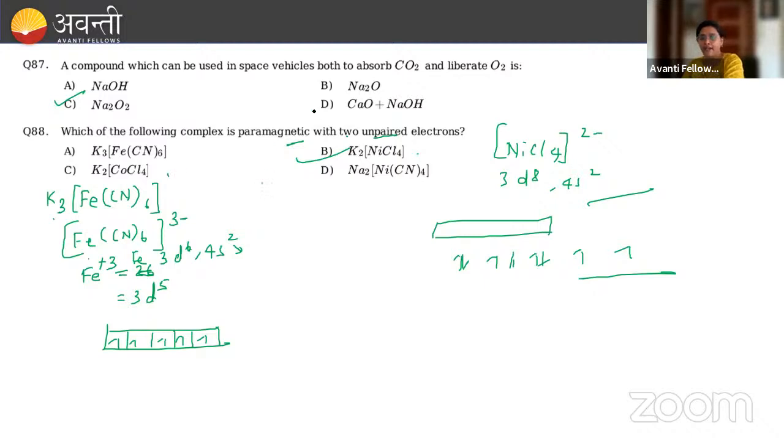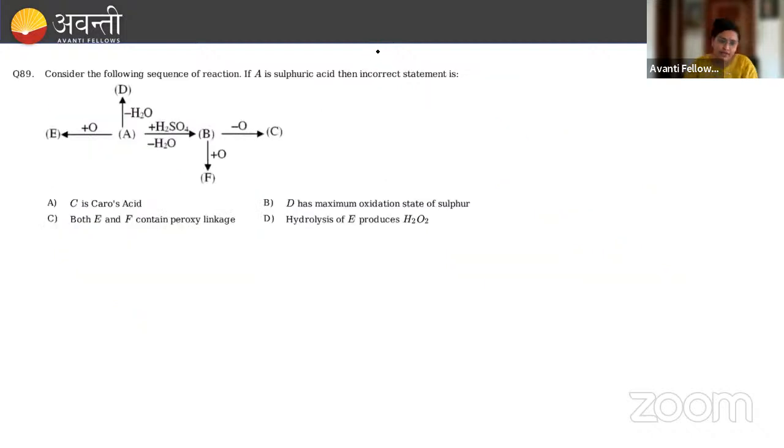Okay. And if you need any help, you can ask me. Okay. Next, consider the following sequence of reactions. This is a very, very important reaction. Okay. So let's, I will just go on that.